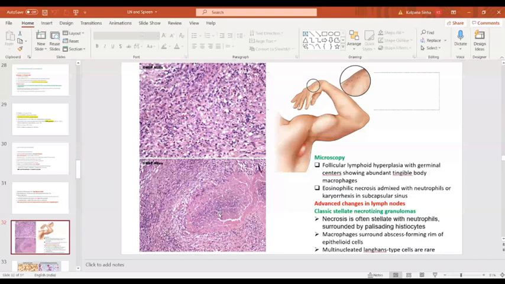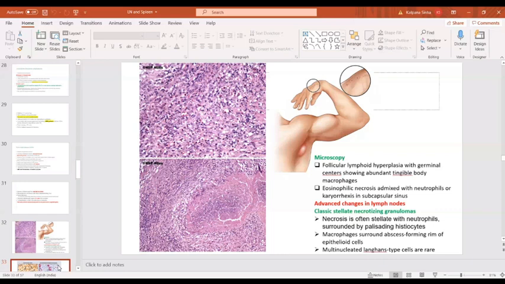It is known as stellate because it is star shaped and radiating, and the necrotic area will have neutrophils. This is a very important difference from tuberculosis. Tuberculosis can have neutrophils, but it is very uncommon. So in cat scratch, there will be necrosis, but it will have neutrophils, apoptotic debris, and histiocytes. And these are the radiating histiocytes. The late stage is known as stellate necrotizing granuloma because of the presence of necrosis.